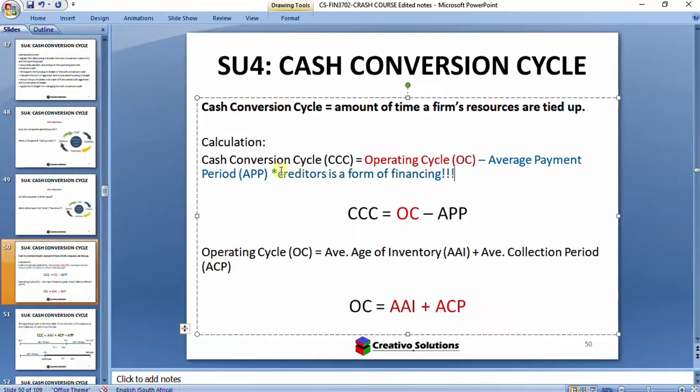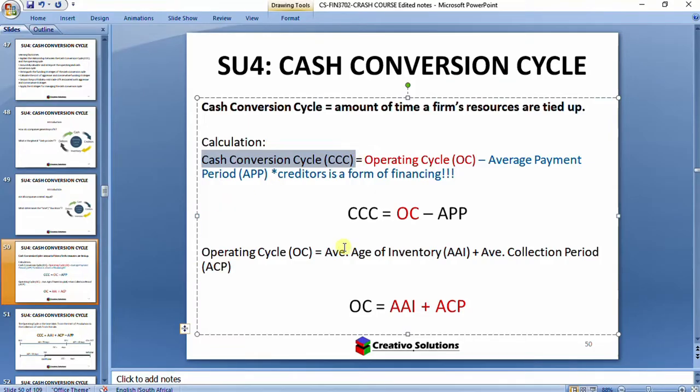All right, this is something that you'll see towards the end of the chapter or the module, where they talk about those non-current liabilities and current liabilities. Obviously, the focus in this module is looking at current liabilities. Creditors is a current liability. It's actually a form of financing. So if I can secure really good or positive credit terms, that's going to increase my average payment period, which would ultimately decrease my cash conversion cycle.